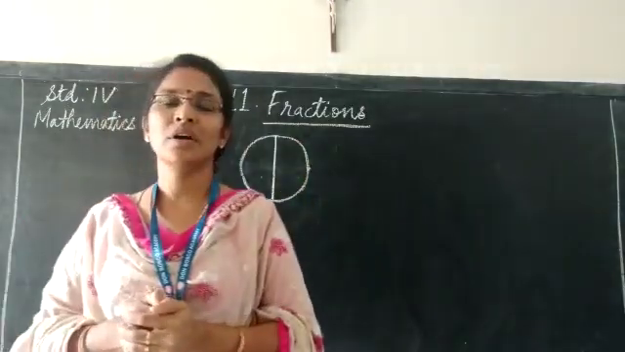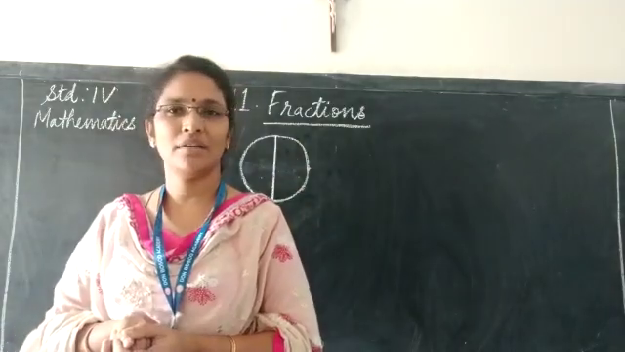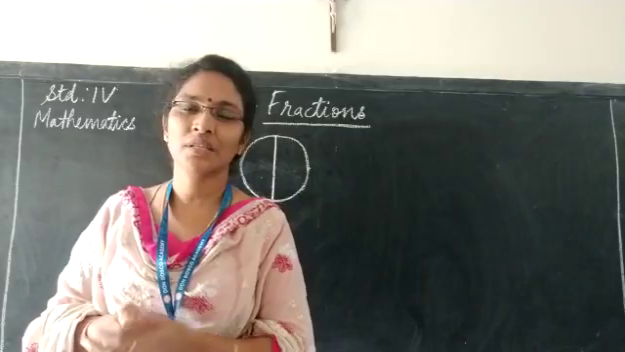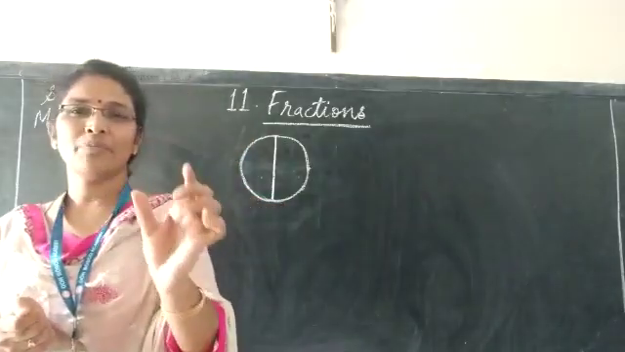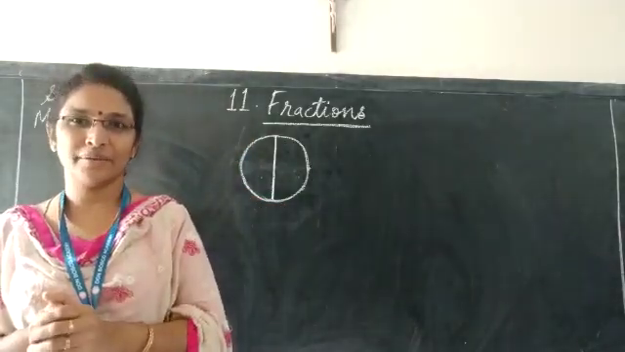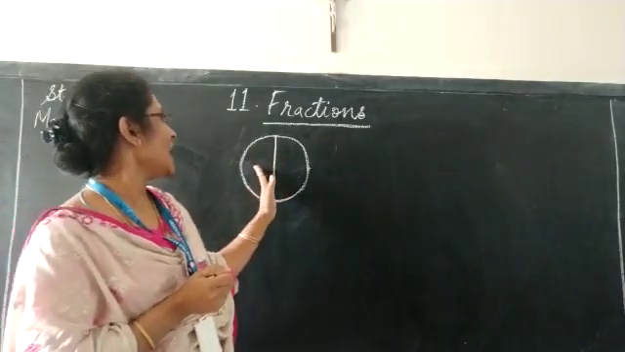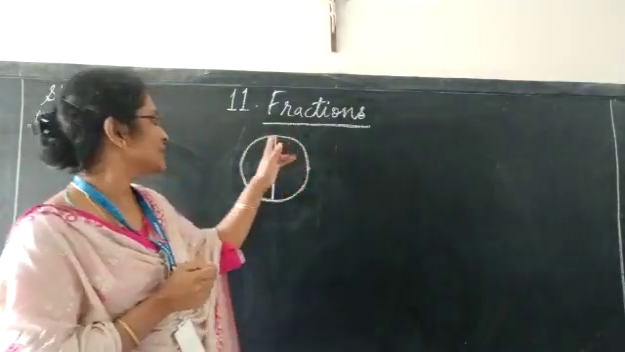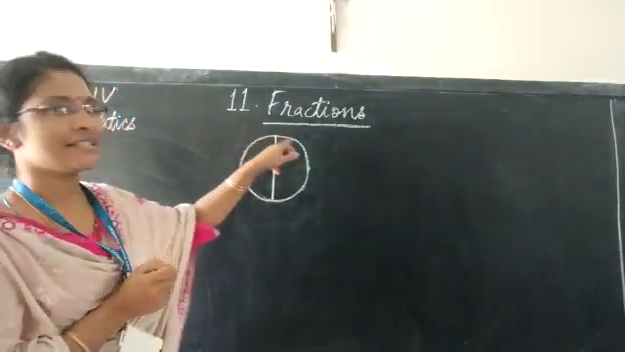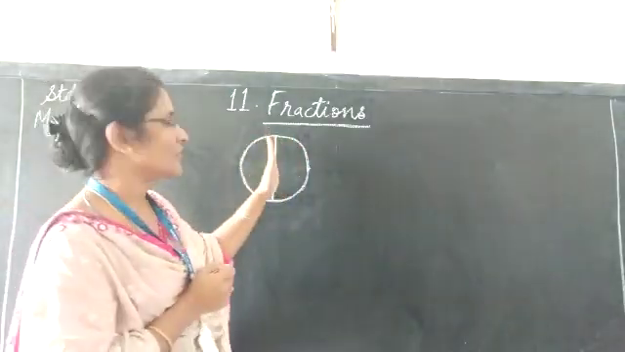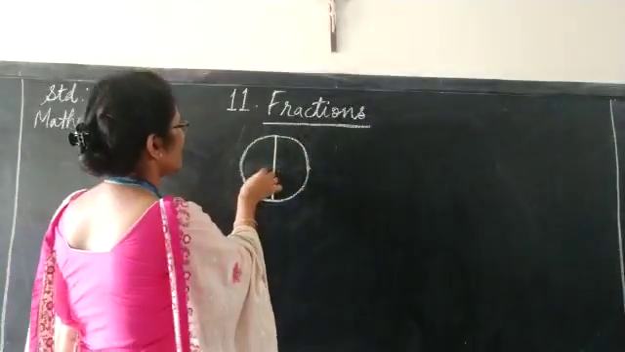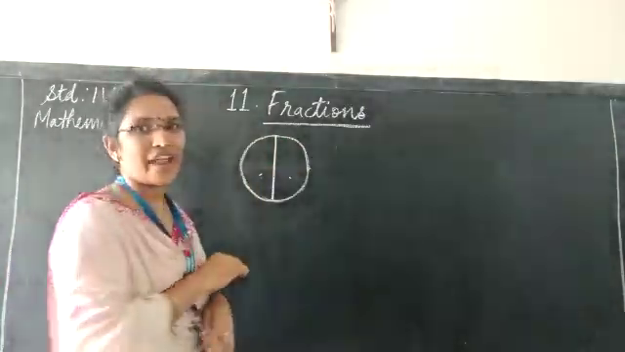Fraction shows a part of a whole. Whole means pura, only a portion of a full thing. Here you can see I have made a figure. One whole figure is made and that is divided into two parts. In this, each part is a fraction.